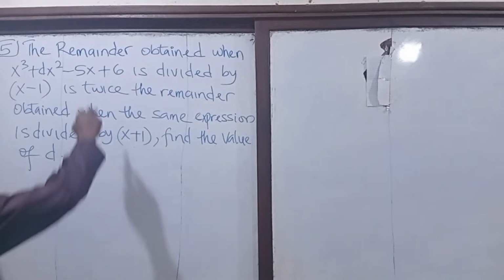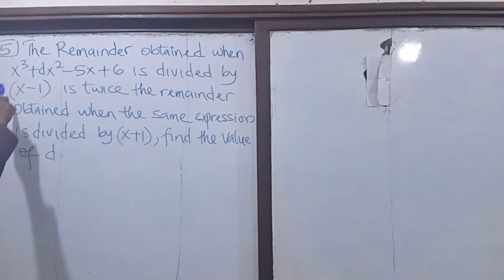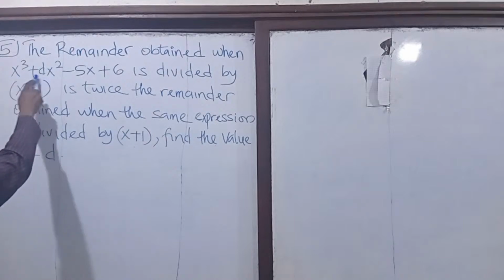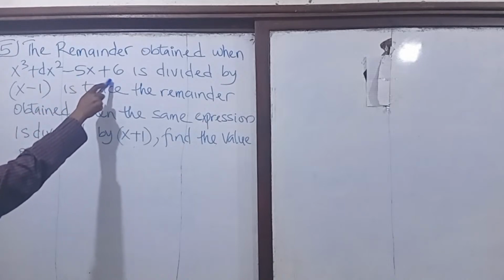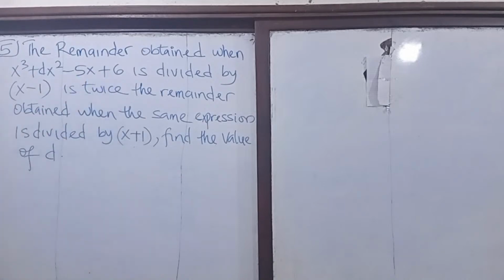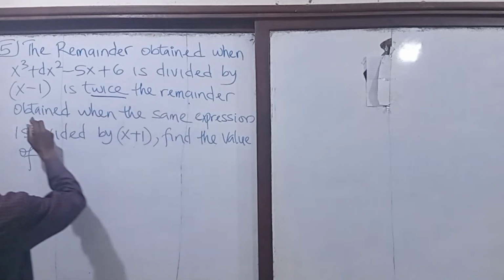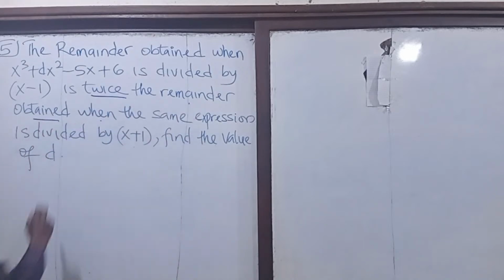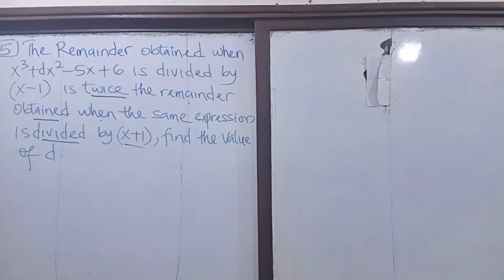We have the remainder obtained when x cubed plus dx squared minus 5x plus 6 is divided by x minus 1 is twice the remainder obtained when the same expression is divided by x plus 1. Okay, find the value of d.